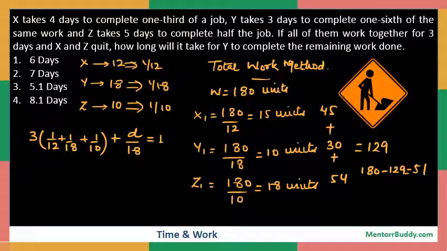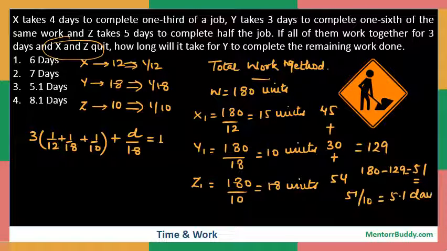51 units. Who has to finish this work? It is only Y, who has to finish this work because X and Z have already quit. Because Y can do 10 units in a day, for the 51 units of work which are left, Y will require 51 by 10, which is 5.1 days to finish the remaining work, which gives me my answer as option number 3.